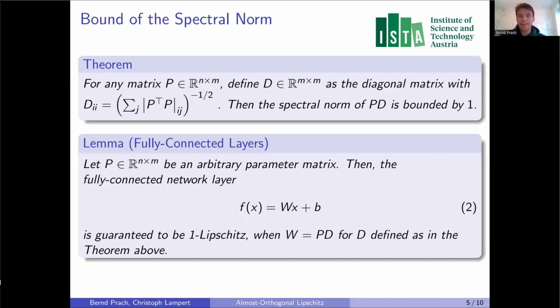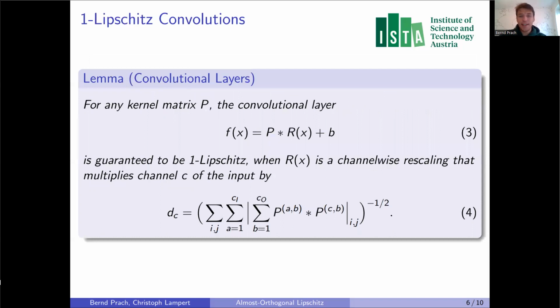Since most well-performing networks require layers with more structure than dense layers, we also propose a way of rescaling that works efficiently for convolutions. In order to do that, we find a rescaling for each input channel that ensures the convolution is one-Lipschitz. The computation of the rescaling factors uses a self-convolution of the kernel and therefore does not depend on the size of the input. Therefore, we can use this convolution efficiently even for very high resolution inputs.